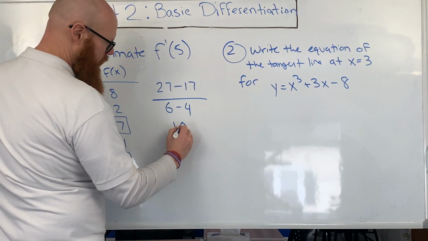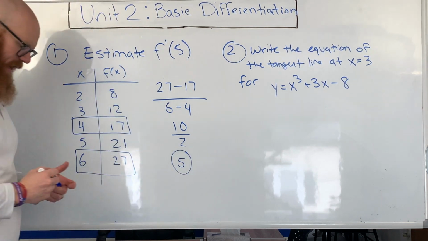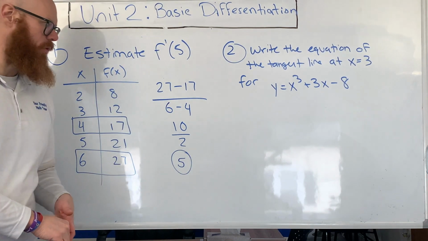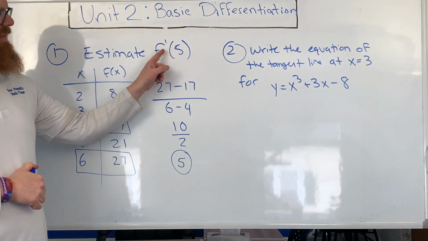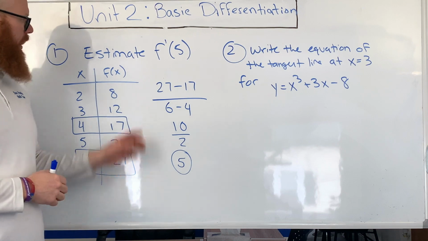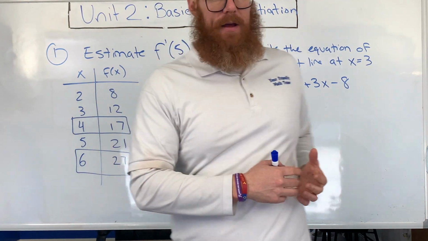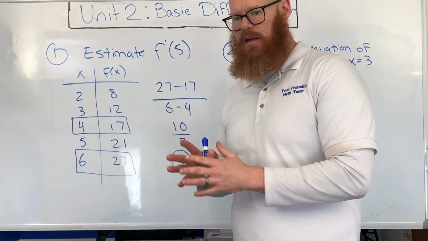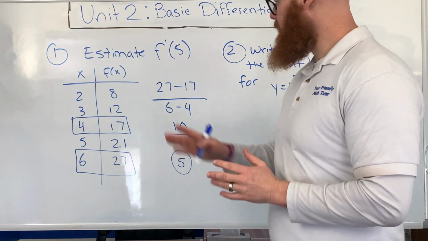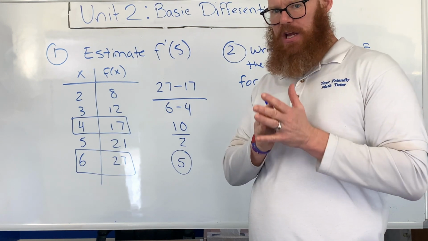So that's 10 over 2, which is 5. Now this is just an approximation. So if you have to find the instantaneous rate of change, you find the derivative and substitute 5. If they ever ask you to estimate a derivative, that just means you don't have enough information to find it exactly. The way that you always approximate an instantaneous rate of change is you use average rate of change instead.